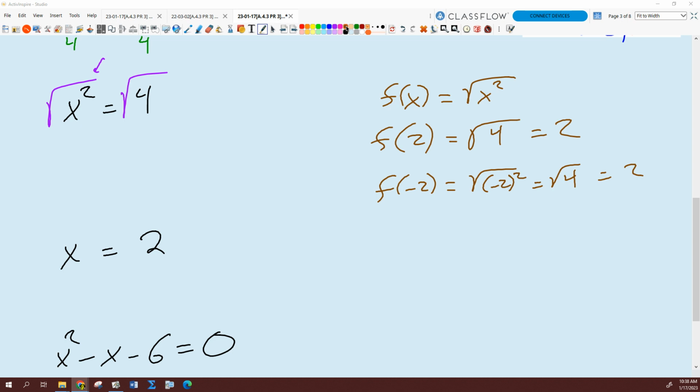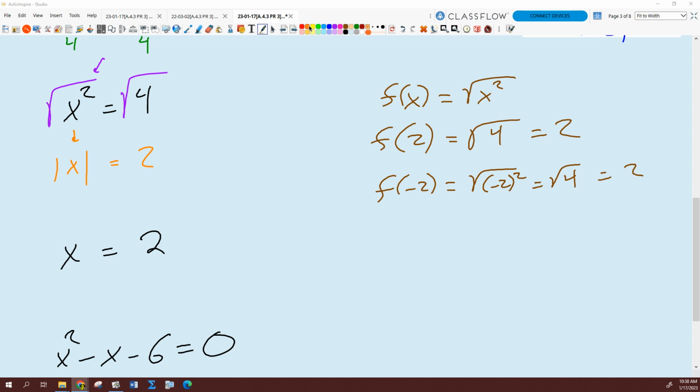Absolute value. That's it, right? So it's absolute value. There's our missing step. The square root of x squared is actually equal to the absolute value of x. So it's the absolute value of x that equals 2, not x that equals 2.